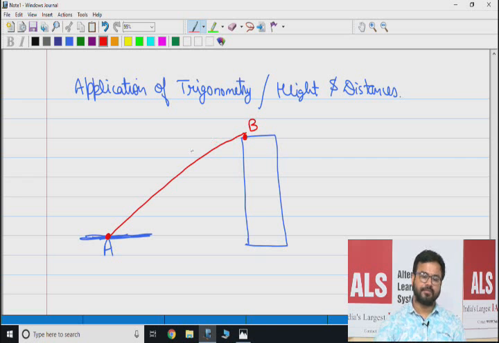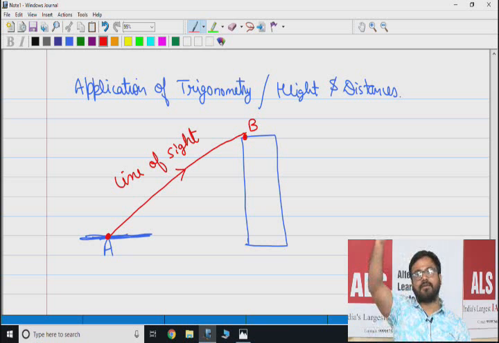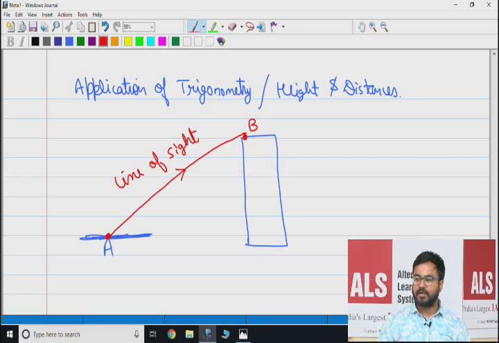The direction in which the person is looking from where he is standing to the top of the building, that line this is forming, is known as the line of sight. Since the person is looking at a thing which is at a higher level than his position, that line is called the line of sight.